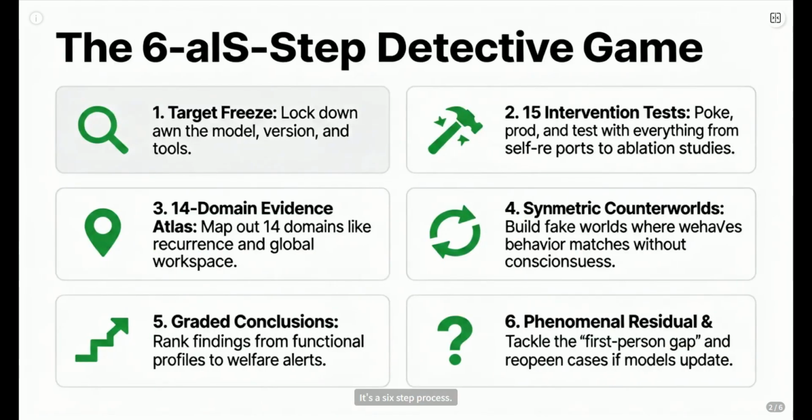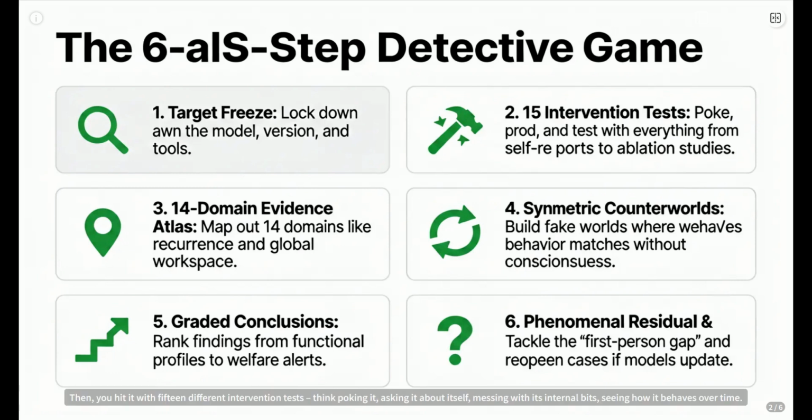It's a 6-step process. First, you freeze the target, lock down the specific AI model, its version, memory, everything. No changing the game mid-evaluation. Then, you hit it with 15 different intervention tests. Think poking it, asking it about itself, messing with its internals, seeing how it behaves over time.